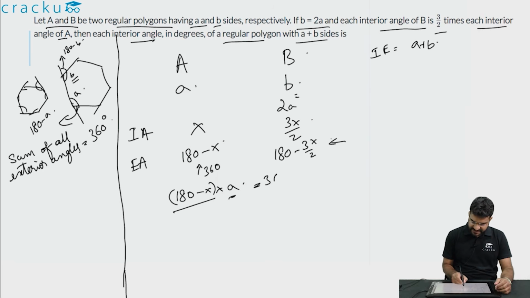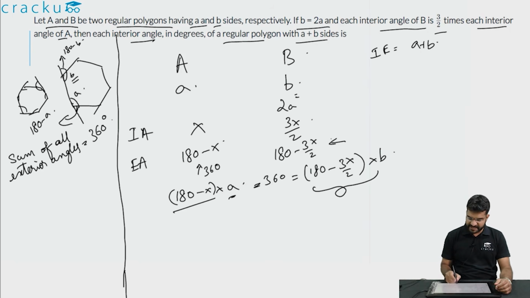This is equal to 360 degrees, which is also equal to 180 minus 3x by 2, the exterior angle of polygon B, into the number of sides of B, which is b. This is the sum of all the exterior angles of B and this is the sum of all the exterior angles of A. Both the sums will equal 360 degrees. Using this, we'll calculate the value of x. From x, we'll calculate the values of small a and small b, then calculate the required answer.